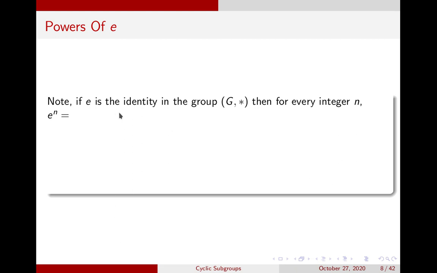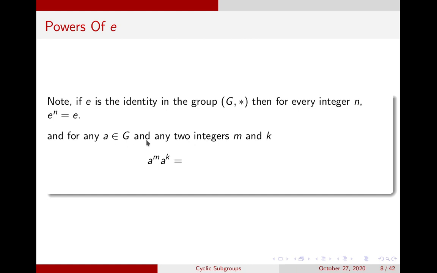One thing to keep in mind is that if you have the identity E in a group, then for every integer n, E to the n will be E. No matter how many factors of E you combine using the group operation, you will always get the neutral element, or the identity, back again.